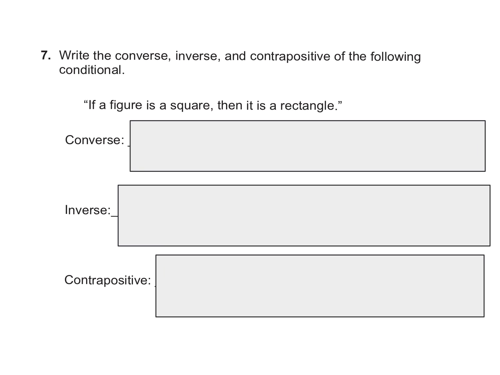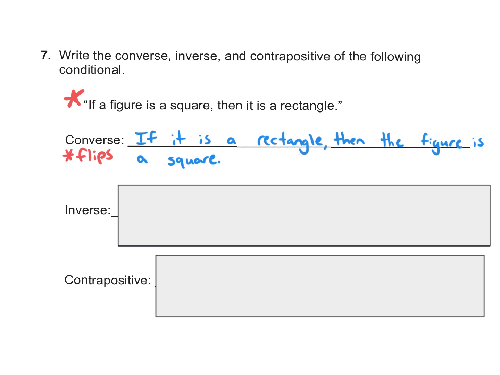So on this one, it gives you the original if-then statement. It wants you to write the converse, inverse, and contrapositive. What does the converse do to the original? It just flips it. Toby, what do you have for your converse? If it's a rectangle, then a figure is square. Exactly. This is what you should have on that one: if it is a rectangle, then the figure is a square.